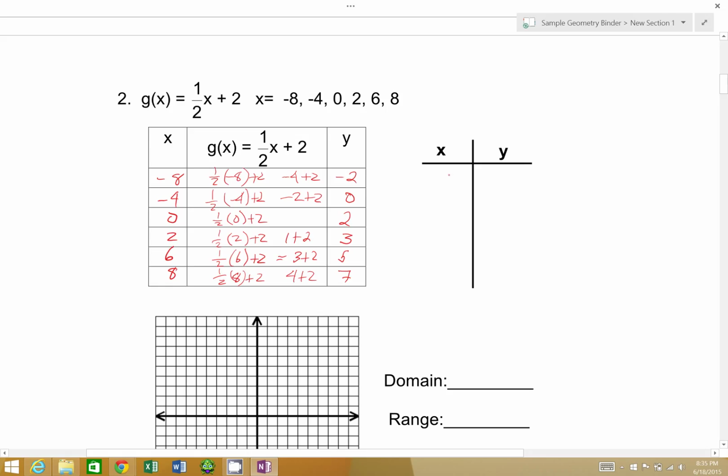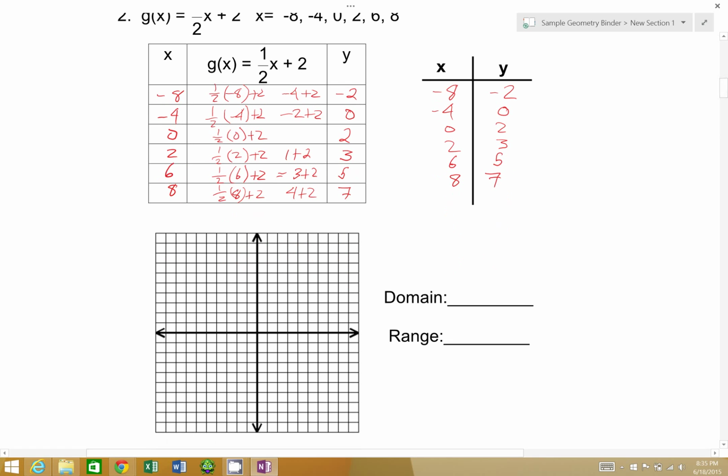Let's fill in our t-chart over here. Some people also call this a table, just depends on your preference of terminology. So I have -8 and -2, -4 and 0, 0 and 2, 2 and 3, 6 and 5, and 8 and 7.